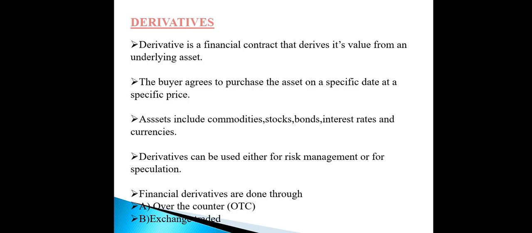Let me give you an example for more clarity. We normally say the standard example of two parties. One is a farmer and the other one is a wholesaler. Before the harvest, the farmers normally enter into a contract with the wholesalers or the consumers.